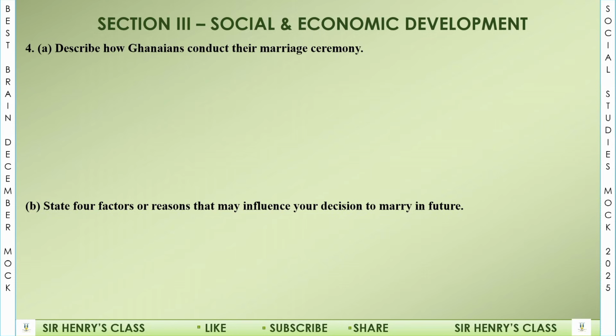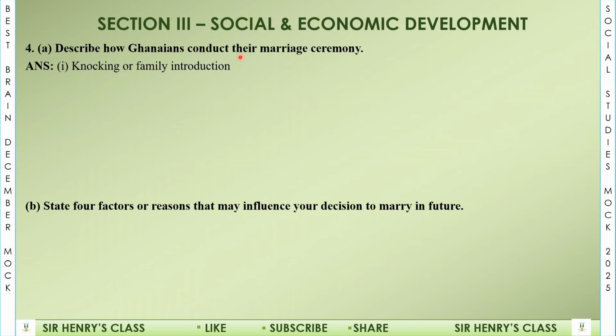Quickly, let us move to question 4 under the third section, social and economic development. So 4a says, describe how Ghanaians conduct their marriage ceremony. So here the answers have been grouped in about 5 or 6 points. You explain each of them, you have to describe. So the first one is knocking or family introduction. Then you write under it.